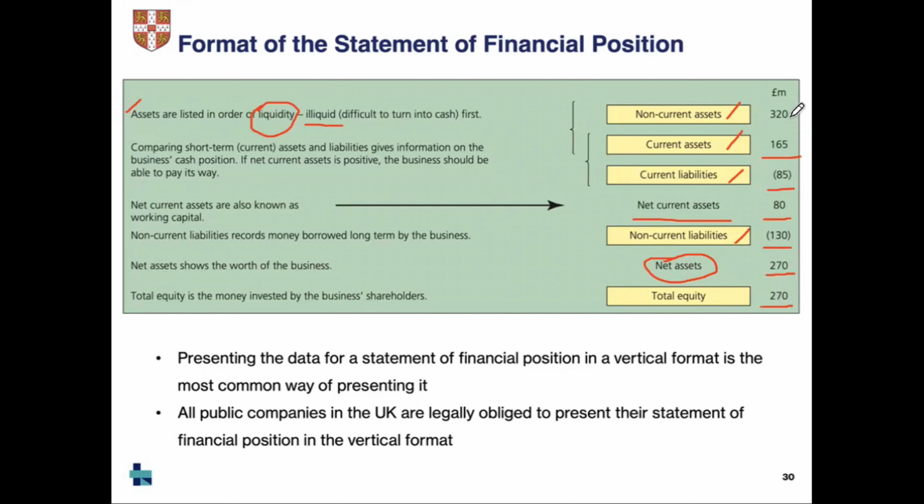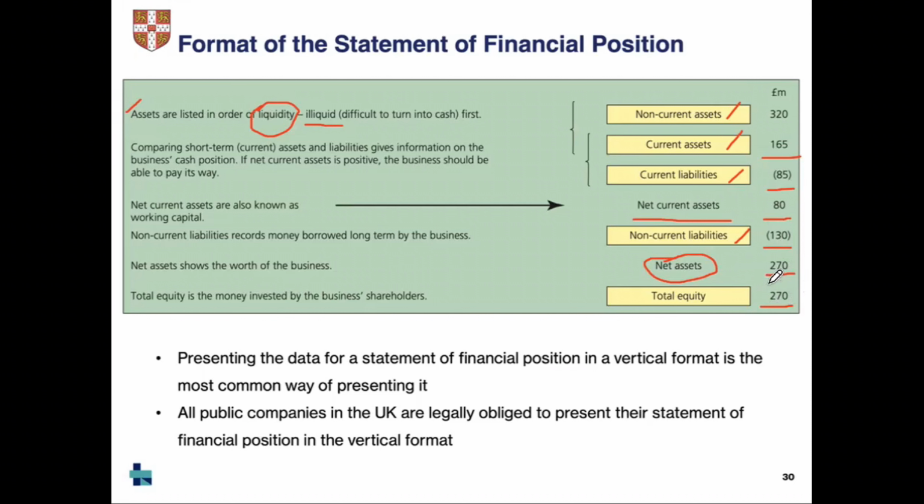Non-current assets and our current assets. Addition of these two assets will give us our total assets. Then our current liabilities is subtracted from our current assets. That will give us our net current assets. Then our non-current liabilities are subtracted to get our net assets. So our net assets is the value of the business. If all the assets of the business are sold and all our liabilities are paid, this is what is left. Our net assets is what is left, and it represents the value of the owner's investments in the business.